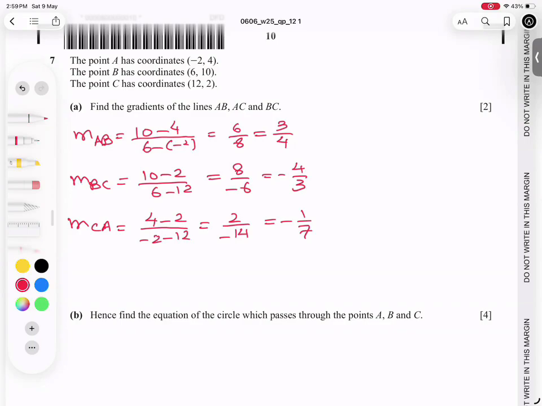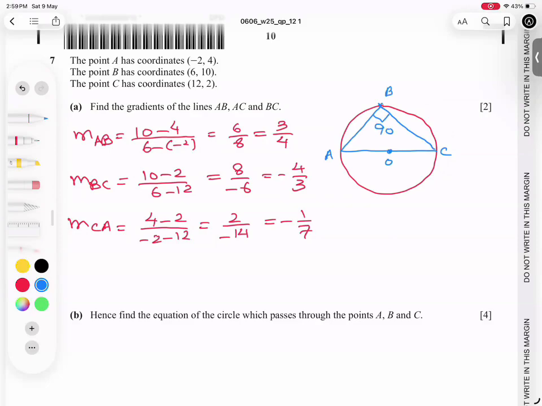Find the equation of the circle which passes through A, B, C. Now students, we have a very important property. If you remember, we did it in general mathematics and even in additional mathematics. Whenever we have a diameter, this is O, this is A and this is C, just imagine. And if I have B here, join A with B and join B with C, then this angle will be 100% 90 degrees.